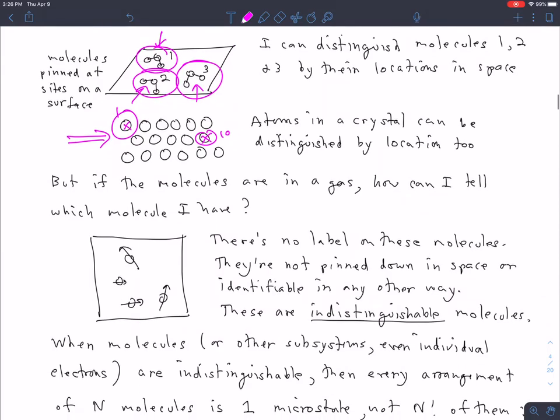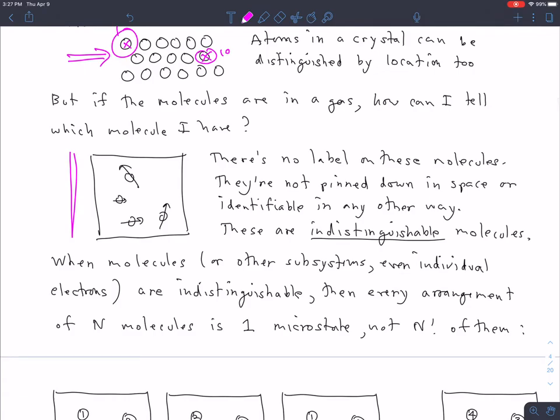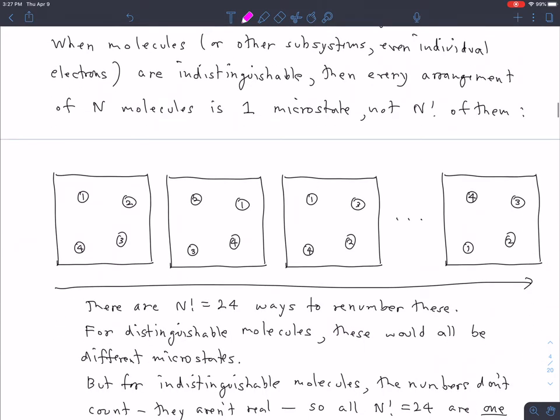But none of those things apply in the case of an ideal gas. In the case of an ideal gas, the molecules are moving around, and you really can't tell. There's no mechanism for knowing which molecule you have if you are looking at one particular one. So in that case, they're indistinguishable. And in that case, there's this issue, which I brought up way early in the class, but let's talk about it again. Let's suppose I have 4 molecules here, labeled 1, 2, 3, and 4, with numbers, but those numbers aren't really there, right?